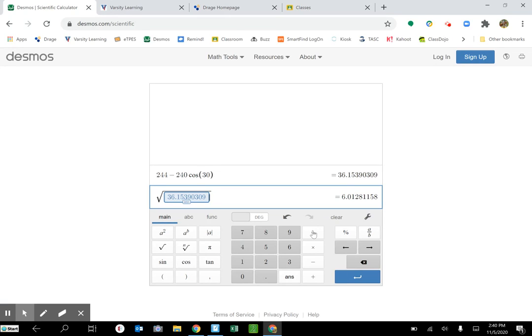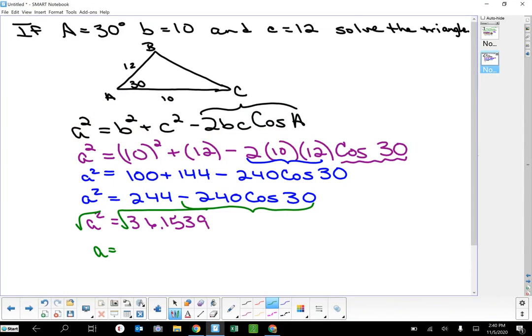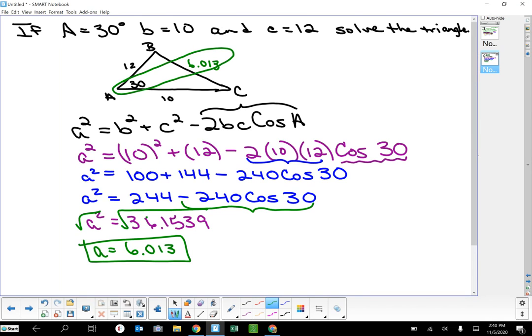It's better to take too much and then round than not take enough. So now I'm going to say I want 6.013. So this is 6.013. And that is side A. So that's this guy.